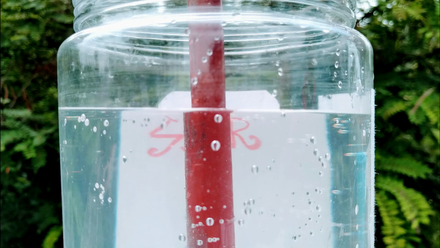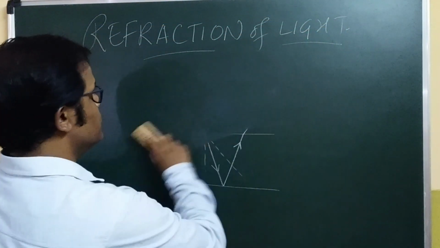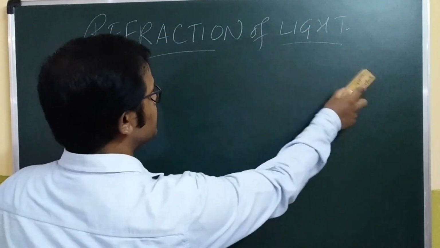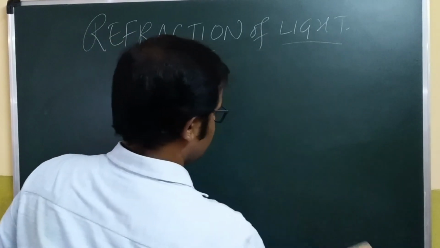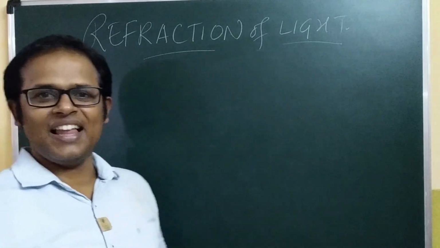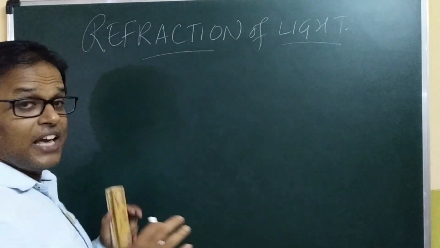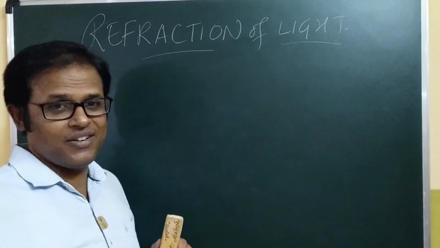The effects of refraction get exaggerated when light tends to propagate obliquely rather than traveling straight. So now let us learn why this all happens, why exactly the light gets refracted. Alright? So let us look into that with the help of some very simple ray diagrams.